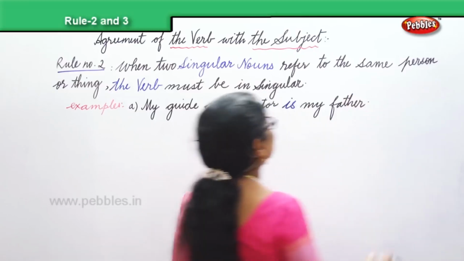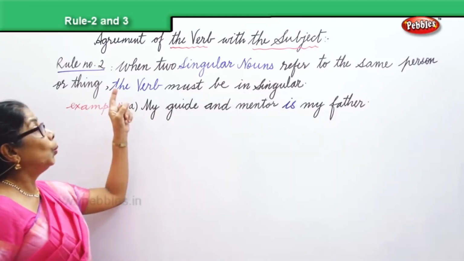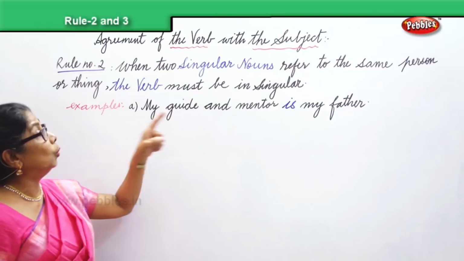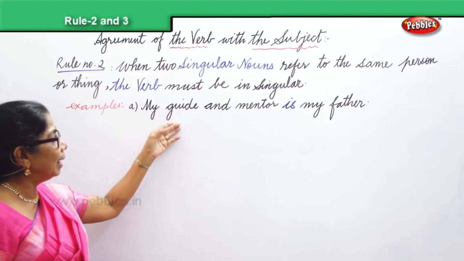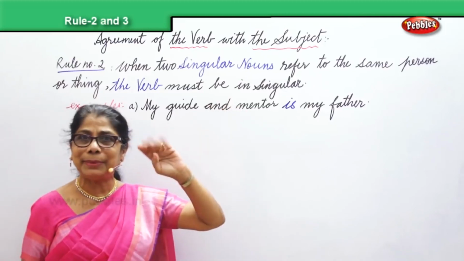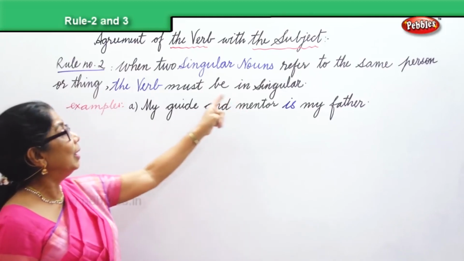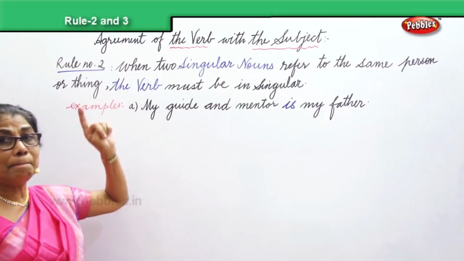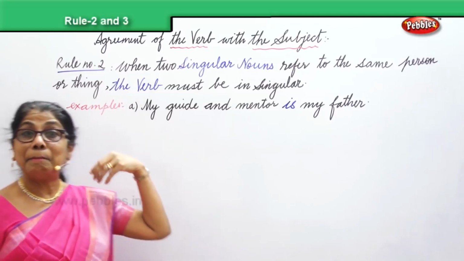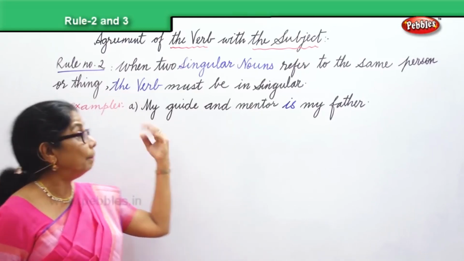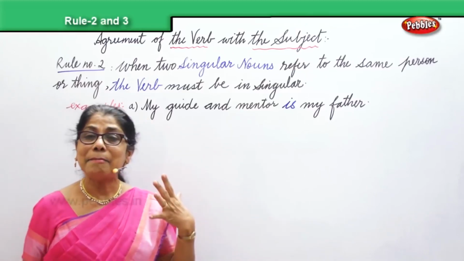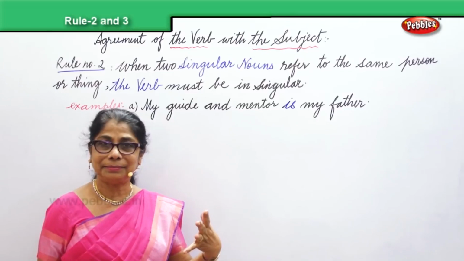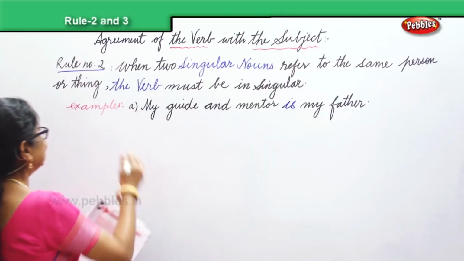Look at the rule. The rule says, when two singular nouns refer to the same person, the guide and the mentor, both are the same person. Therefore, what happened? The verb must be singular. My guide and my mentor is my father. Okay. Now, another example for you.